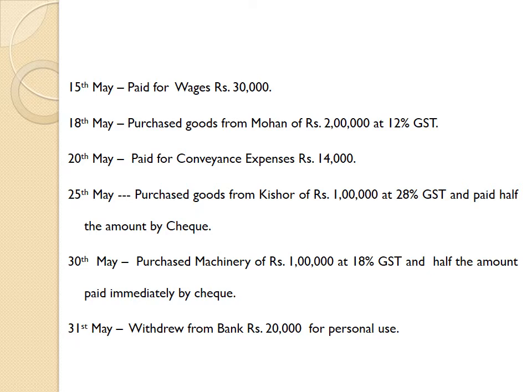There is a negative list. It means that there are certain goods and services on which no GST will be charged. The slabs of GST are 5%, 12%, 18%, 28%. So there are five slabs: 0%, 5%, 12%, 18%, 28%. The highest rate of GST is 28% in India.